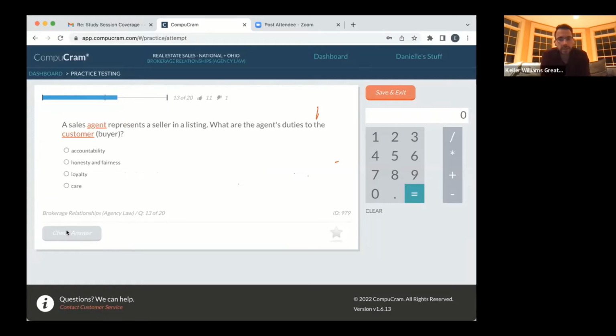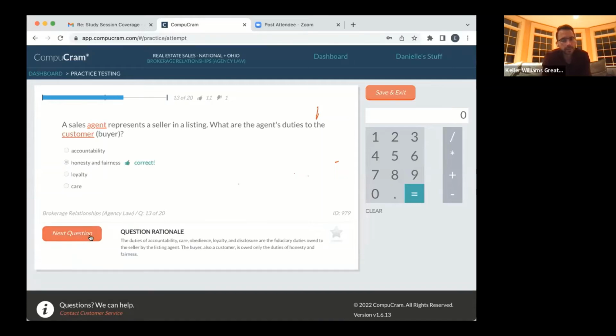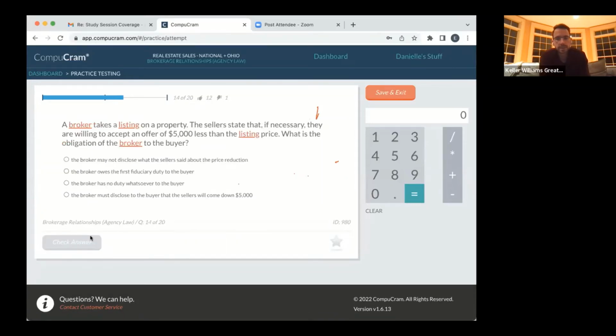Next question, a sales agent represents a seller in a listing. What are the agent's duties to the consumer? A, accountability, B, honesty and fairness, C, loyalty, and D, care. That is correct.